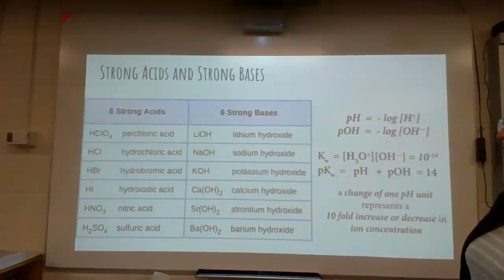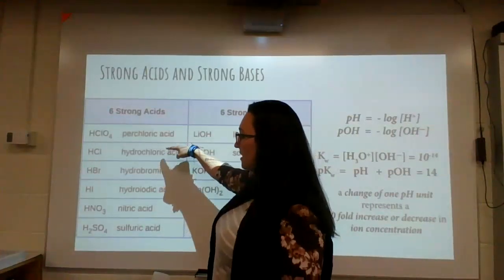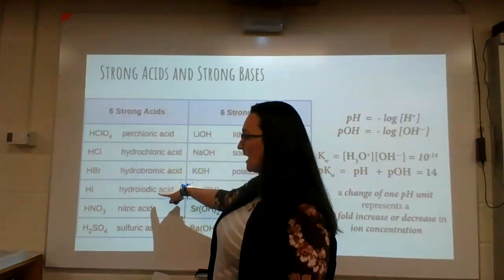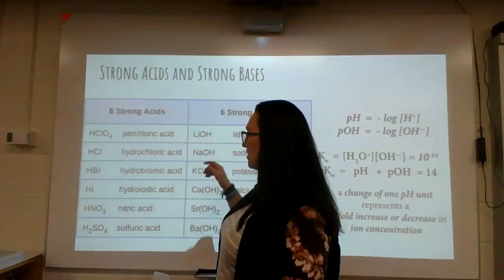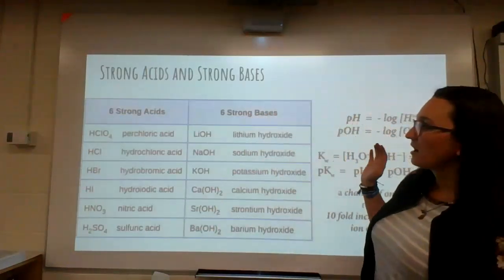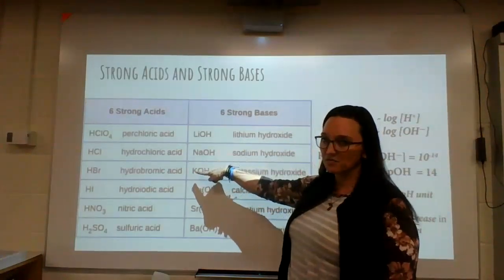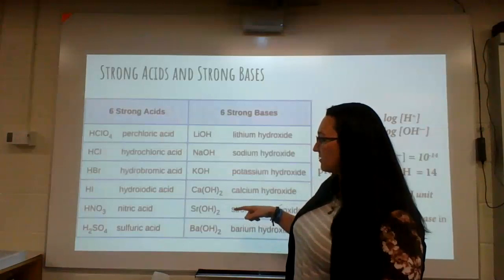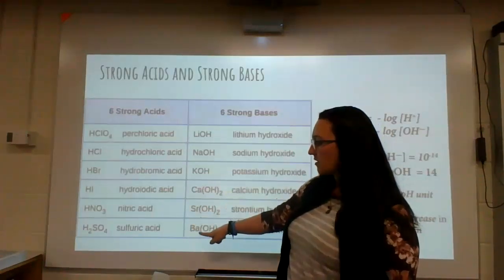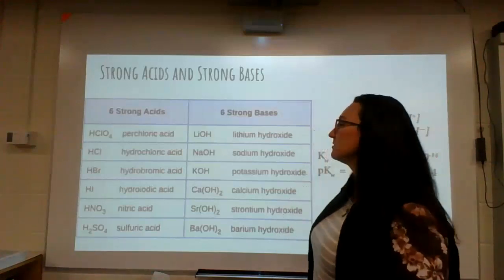So recall that the strong acids and strong bases are these 6 each. Our strong acids include the chlorine, bromine, and iodine from our halogens group, plus perchloric, nitric, and sulfuric. And then on our strong bases side, we have lithium, sodium, potassium from our group 1 alkali metals, and then calcium, strontium, and barium hydroxide from our group 2 alkaline earth metals.